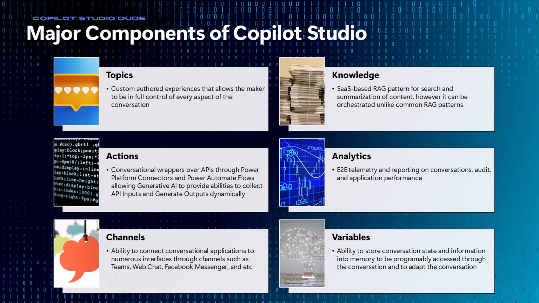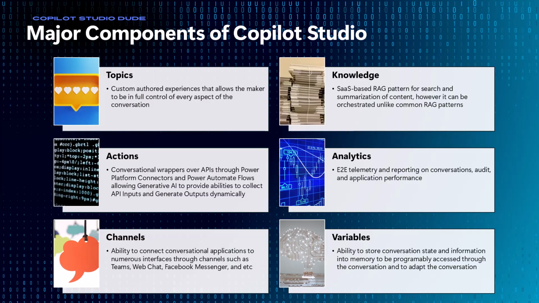Topics are where we're going to have full control of conversations and things of that nature, where we can really do all the advanced things inside of Copilot Studio. Knowledge is our SaaS-based RAG pattern implementation and the ability to do search and summarization type of activities. We have actions. Actions are where we can put conversational wrappers around APIs or Power Platform connectors or Power Automate flows, things of that nature.